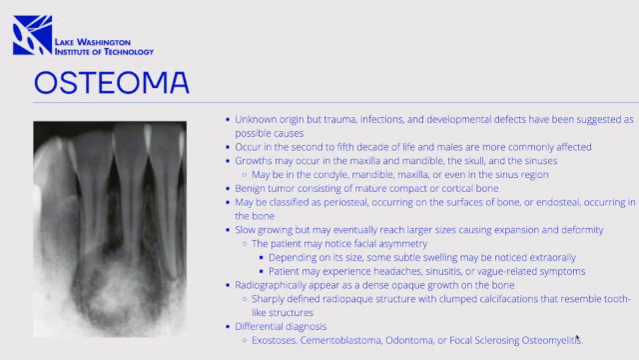Osteomas are of unknown origin, but trauma, infections, and developmental defects have been suggested as possible causes. They occur in the 2nd to 5th decade of life, and males are more commonly affected. The growths may occur in the maxilla and mandible, the skull, and the sinuses. The bony growths may be in the condyle, mandible, maxilla, or even in the sinus region. The osteoma is a benign tumor consisting of mature, compact, or cortical bone. They may be classified as periosteal, occurring on the surfaces of bone, or endosteal, occurring in the bone.